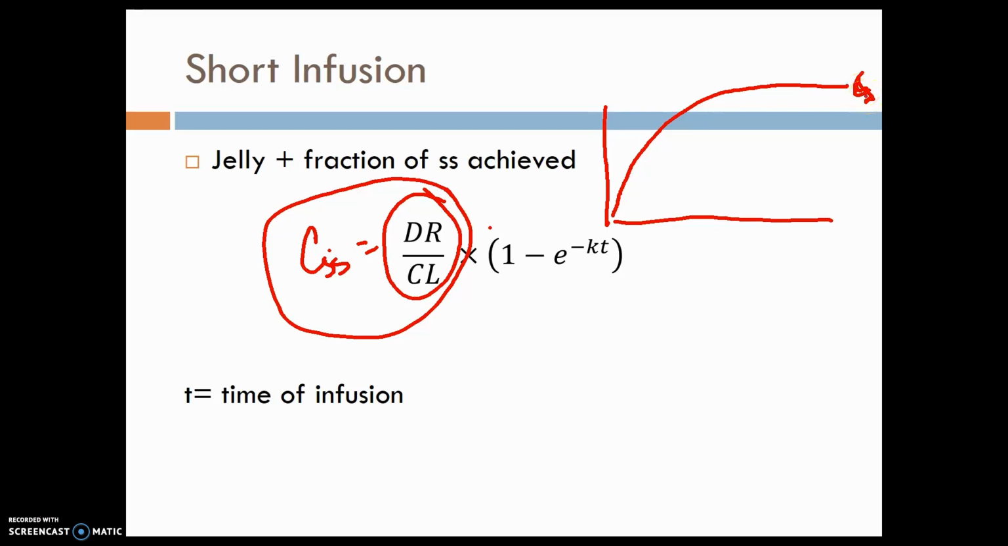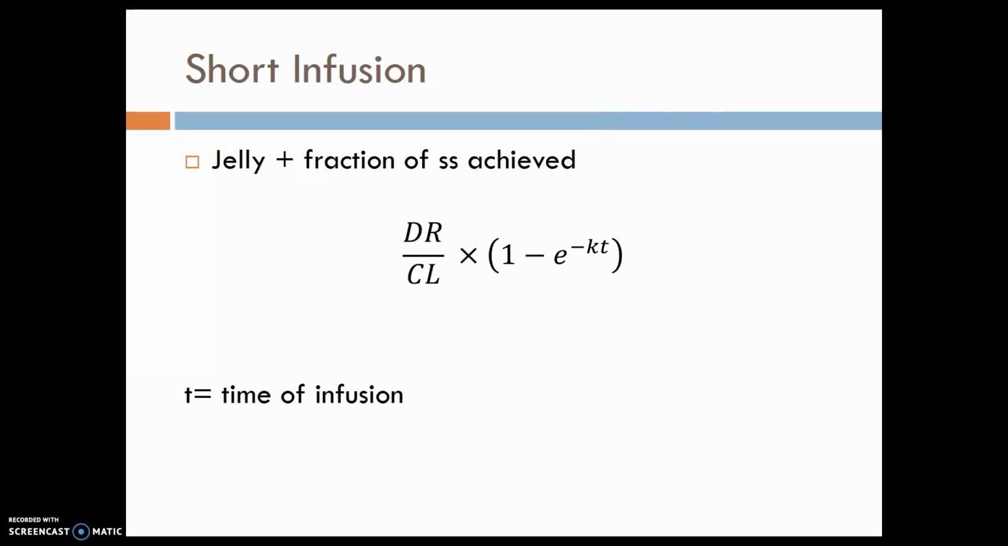But this is maybe several hours away. What if we're only giving it for 1 hour? So we're giving our infusion for only 1 hour. We're not going to make it all the way to steady state. So we'll do that again. Here's our concentration at steady state. We're going to stop here at 1 hour. So this would be steady state, but we're not going to steady state, right?